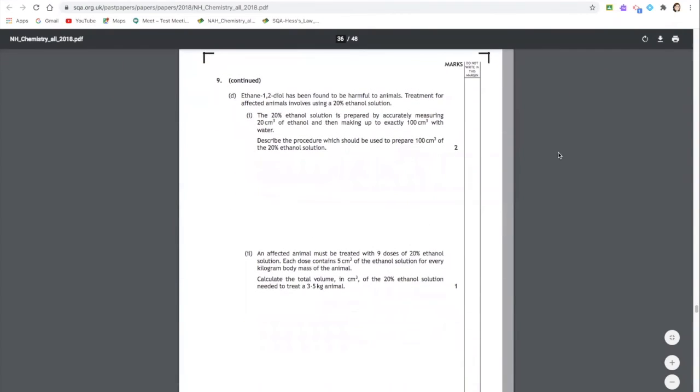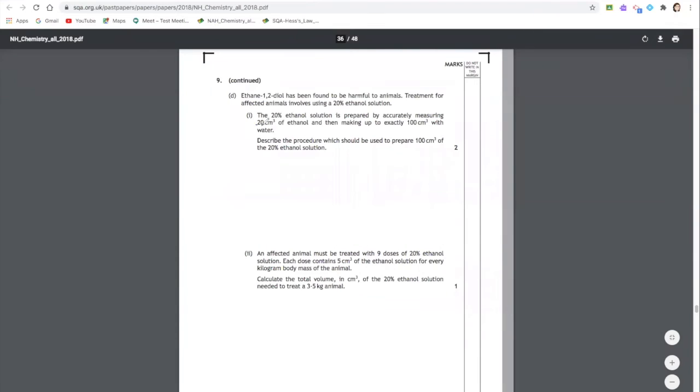9D part 1. Ethane 1,2-diol has been found to be harmful to animals. So we've got another numeracy question here. Oh no, preparing a standard solution. Numeracy 1 comes after. So describe the procedure to prepare this solution.